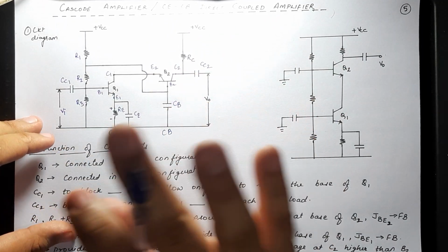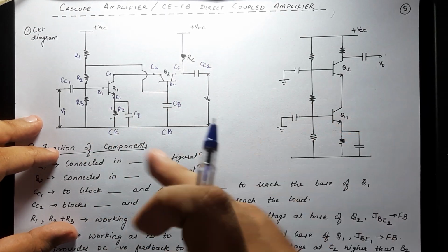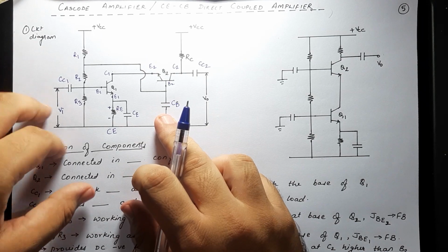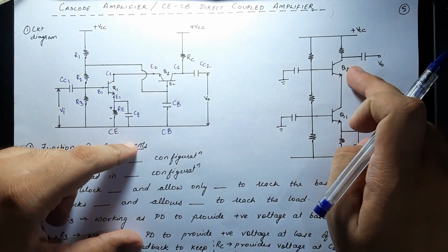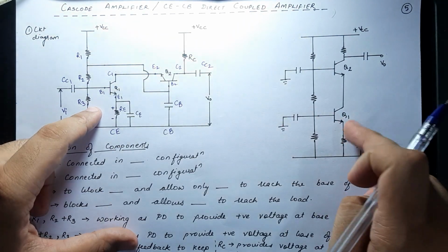Now let's see one by one. This diagram is being restructured in this way. How is it possible? Let's see. The first thing that I've done is I've drawn the second transistor in the upper section and the first transistor in the lower section.